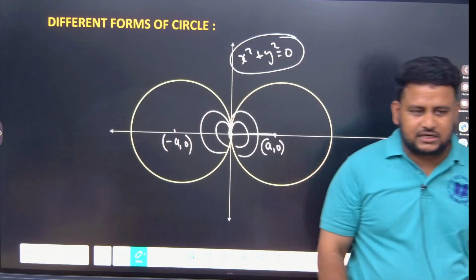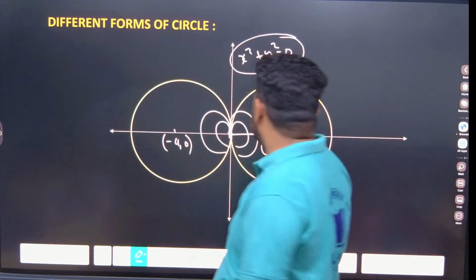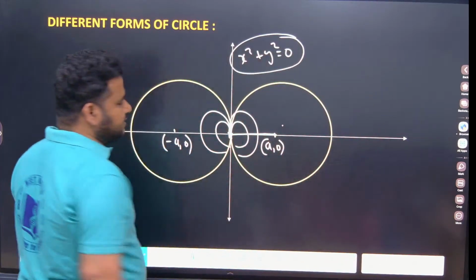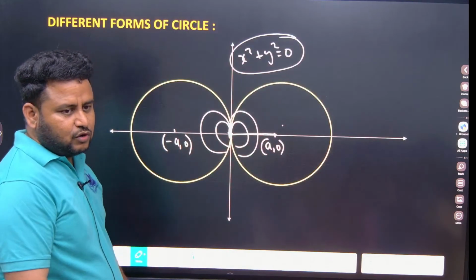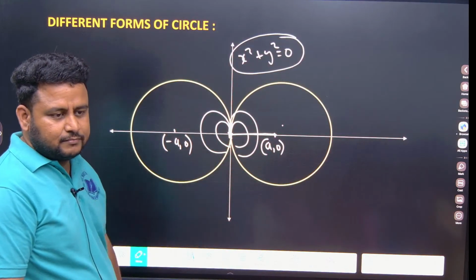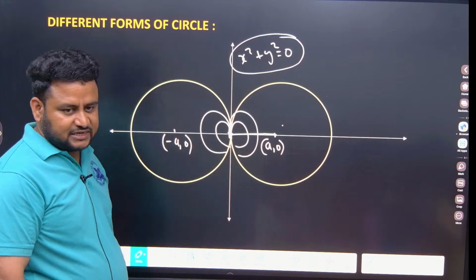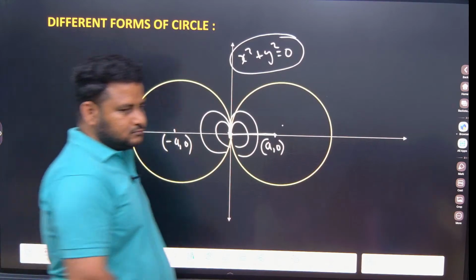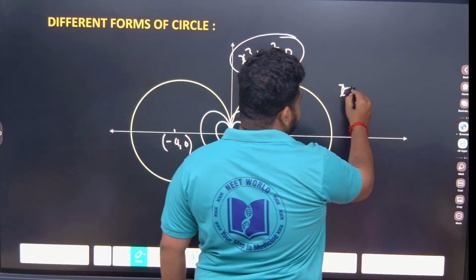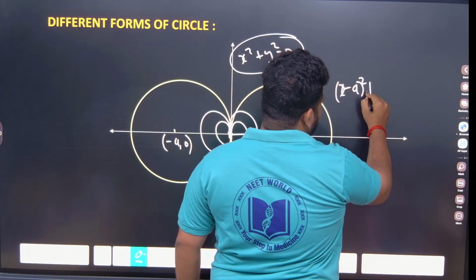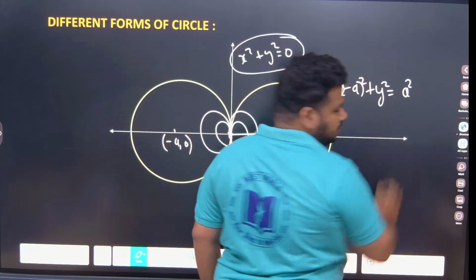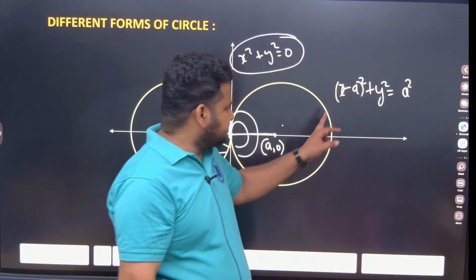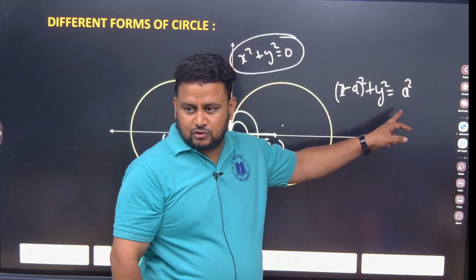Infinitely many circles. Now if I ask the equation of this circle, the circle which I had initially, where the center is at (a, 0), what is the equation of this circle? I am asking. It will be (x minus a) whole squared plus y squared is equal to what? The radius is a only, so a squared. Correct? (x minus a) whole squared plus y squared is equal to a squared.